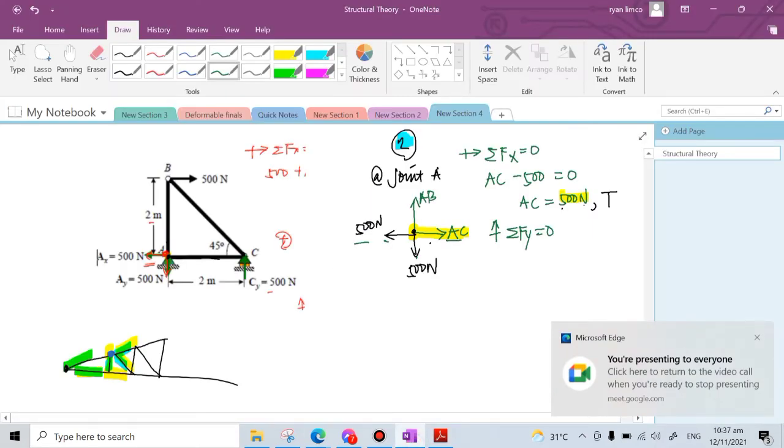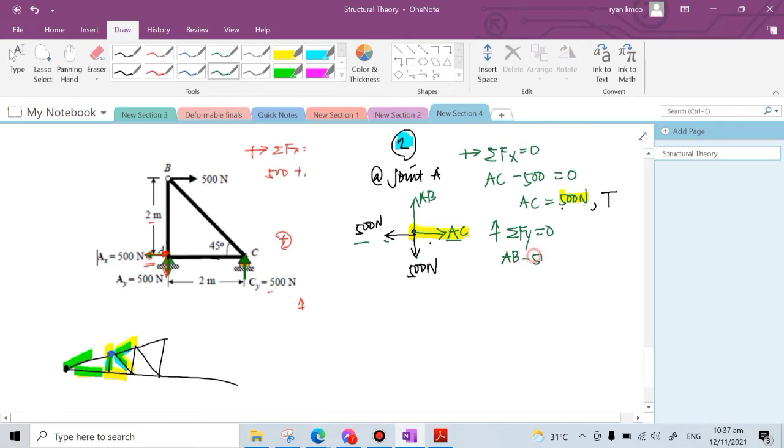So, for the vertical forces naman, we have the AB pataas, so that's positive. Si 500 pababa, that's negative, is equal to 0. Computing for the AB, we have 500 Newton, positive. So, since positive yung lumabas na sagot, yung assumption natin dito, yung AB is away from this joint A, no? Since away siya, ibig sabihin, ang assumption mo dyan, tension. Since lumabas na sagot ay positive, tama yung assumption mo. Tension na siya. Okay.